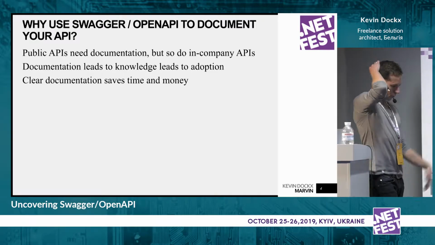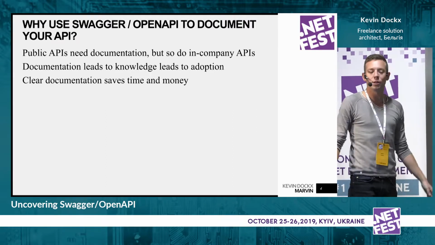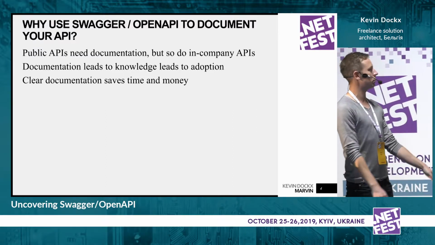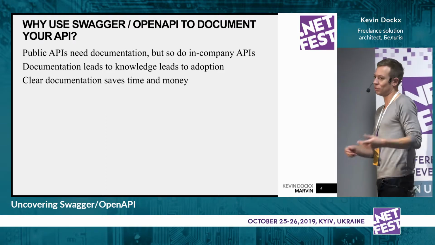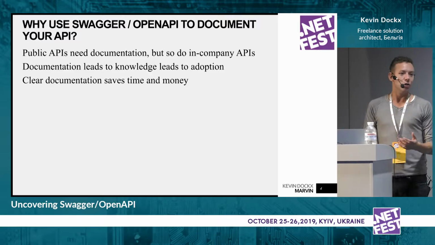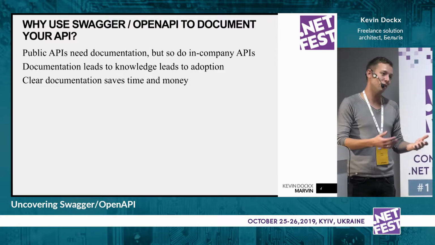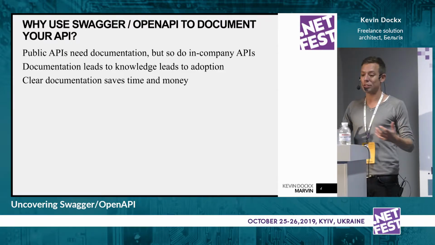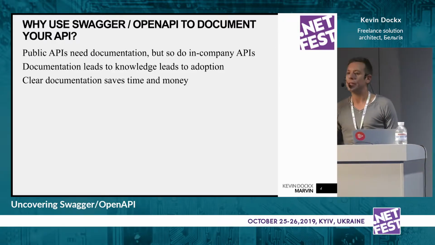All right. So this might seem very obvious. The beginning, why we should document an API or why we should use Swagger or something to document an API. It's obvious for public APIs, so I don't think I even need to explain that. If you need to monetize your API, you probably want people who pay to use your API to know how to correctly use it. Otherwise, they're going to complain. So you need decent documentation. But in-company APIs also need that.